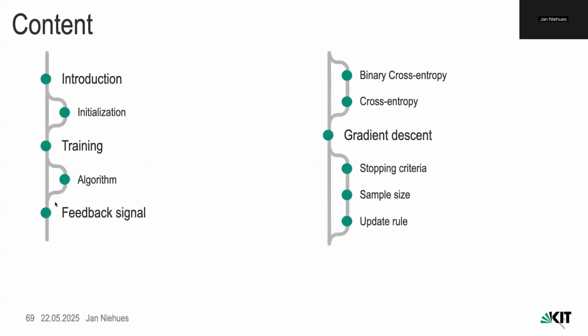Good. Then, to summarize, what you should hopefully remember is the general training algorithm, then how to do the feedback, and then the main 3 things when you do gradient descent: how to do the stopping, how to select your sample size, and then what type of update rule you use. Again, since you might go too fast or too slow, you have to use the right type of heuristic on which information to consider there.